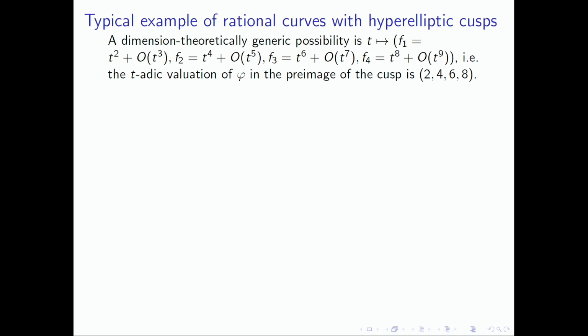Actually, I guess there's a difference in the convention. 2, 4, 6, 8 are just going to be the numbers A1 through A4. I'm omitting a 0 here. So the idea is that to say that I look at maps with ramification profile 2, 4, 6, 8 means that in the power series representation of the cusp, the power series have this particular form. After an easy renormalization, f1 will be t squared plus terms of higher order, f2 will be t to the 4th plus terms of higher order, and so forth.